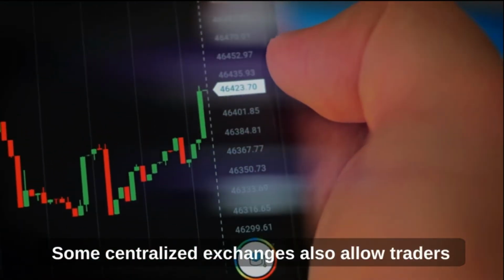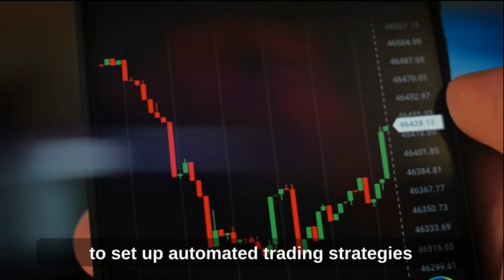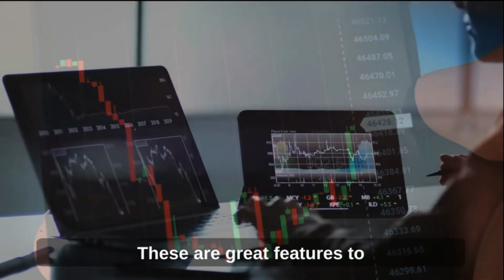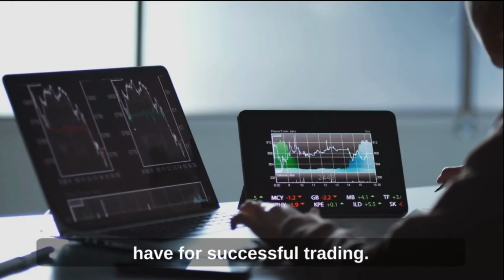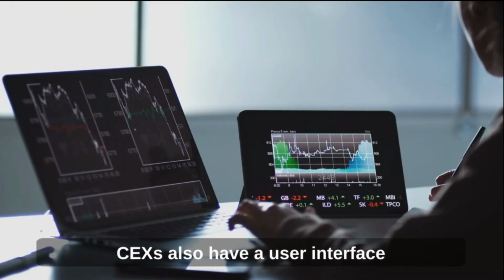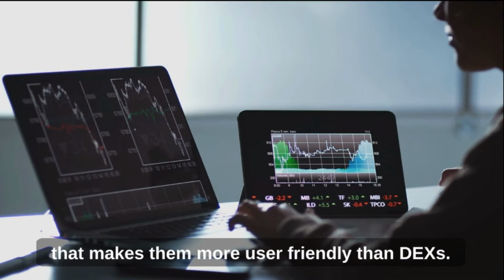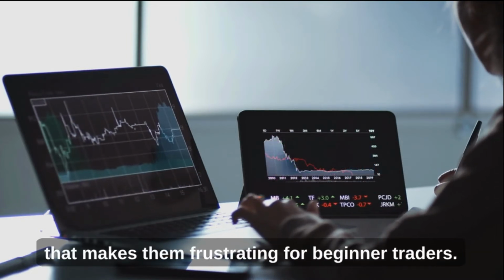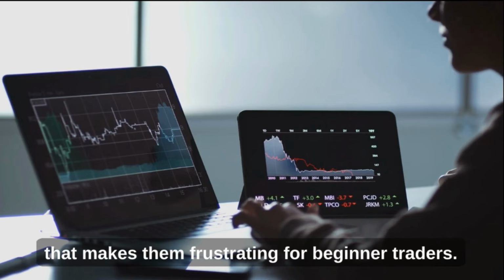Some centralized exchanges also allow traders to set up automated trading strategies and use advanced charting tools. These are great features to have for successful trading. User-friendly. CEXs also have a user interface that makes them more user-friendly than DEXs. DEXs do not have a user interface that makes them frustrating for beginner traders.